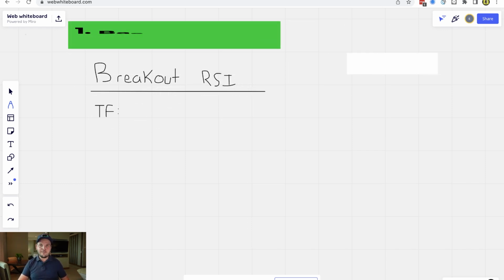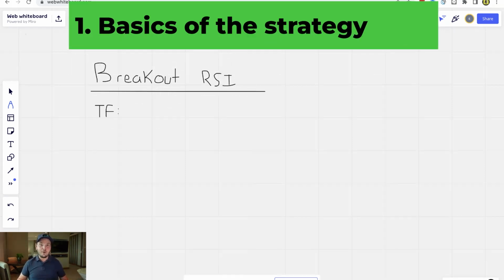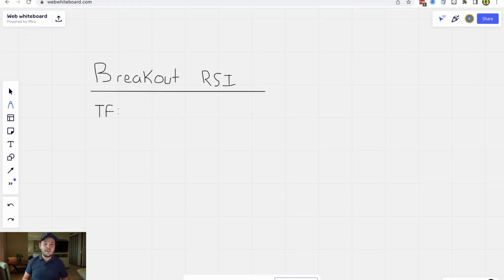So let's begin with time frames. Now you can use this on any time frame you want. I personally use this on the 1 hour chart, also sometimes the 15 minutes if I have time and I'm there at the chart or something happens. But this works on pretty much all time frames, and I'll show you why.